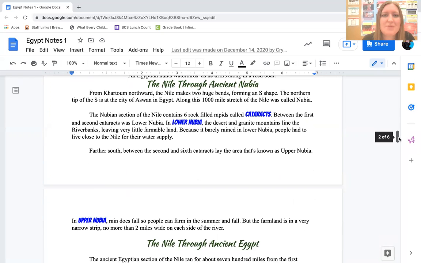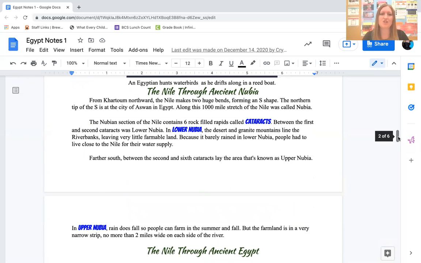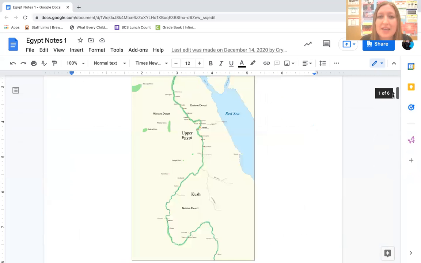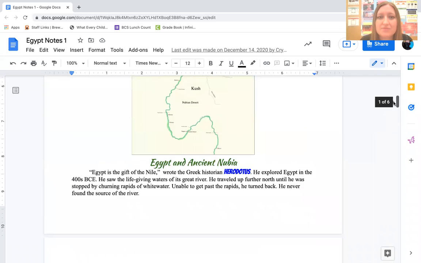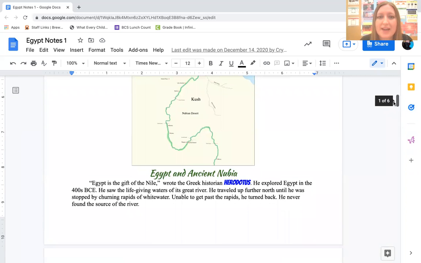The Nile through ancient Nubia. From Khartoum northward, the Nile makes two huge bends forming an S shape. The northern tip of the S is the city of Aswan in Egypt. This 1,000-mile stretch of the Nile is called Nubia. So again, if we were to look at our map at the beginning, see that S, see it? That's the S, Nubia. And it even says Nubian Desert on our map to point it out.